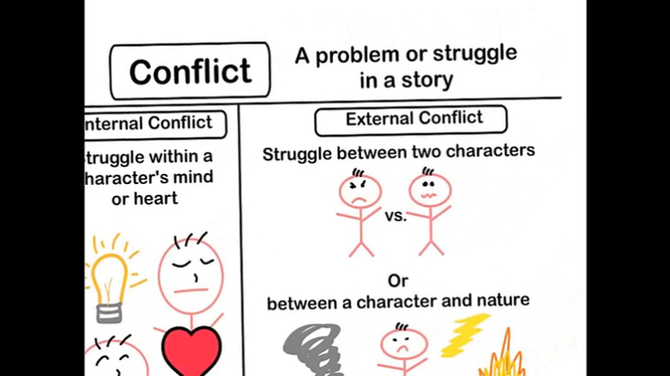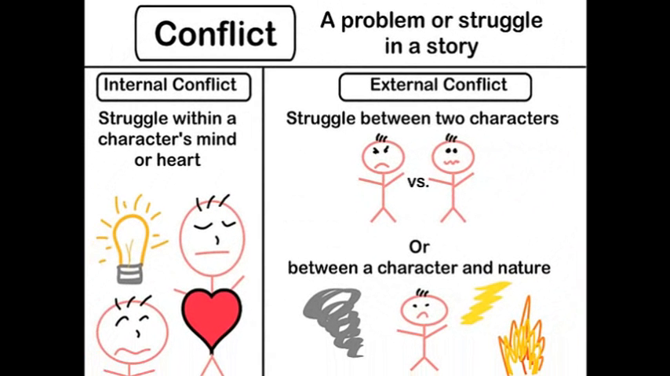Now let us look at the third element of a short story, and it is the conflict. Conflict is a problem or a struggle in a story, and conflict can be divided into two subtopics, and they are internal conflict and external conflict. So internal conflict is a problem or struggle within a character's mind or heart, and the second type is external conflict. External conflict or problem is a struggle between two characters or between a character and nature.